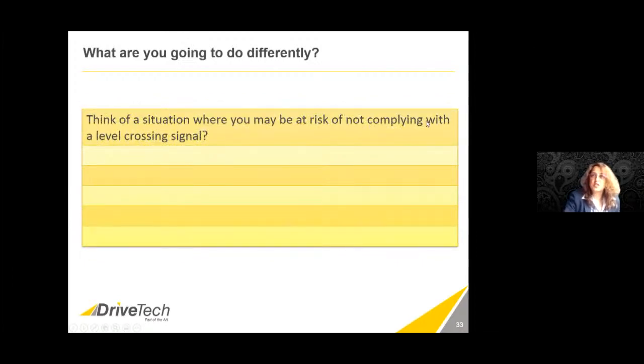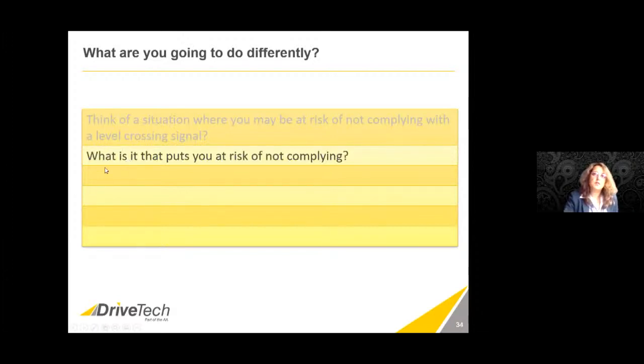So think of a situation where you may be at risk of not complying with a level crossing. An example could be when you're waiting at the level crossing, the person behind you doesn't want to wait and is hooting at you to move on. So what is it that puts you at risk of not complying? This is more to do with emotion. So when that person is hooting at you, how does it make you feel? It's intimidating. And for most people, they do take the risk without realizing how much risk they're putting themselves in.